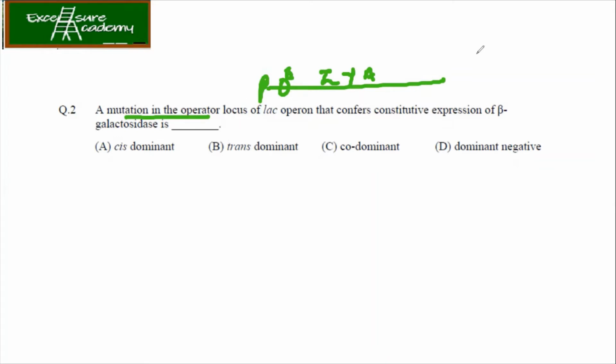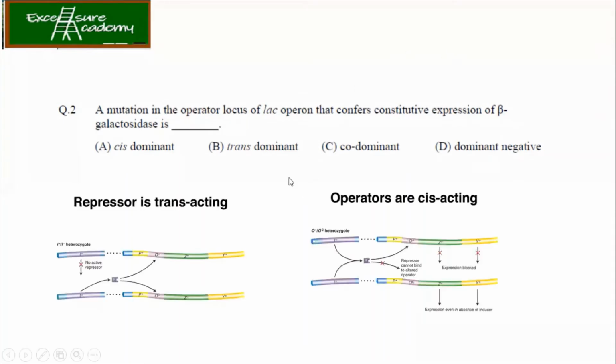For this, let's see the figures. If the operator has the mutation, what will happen?